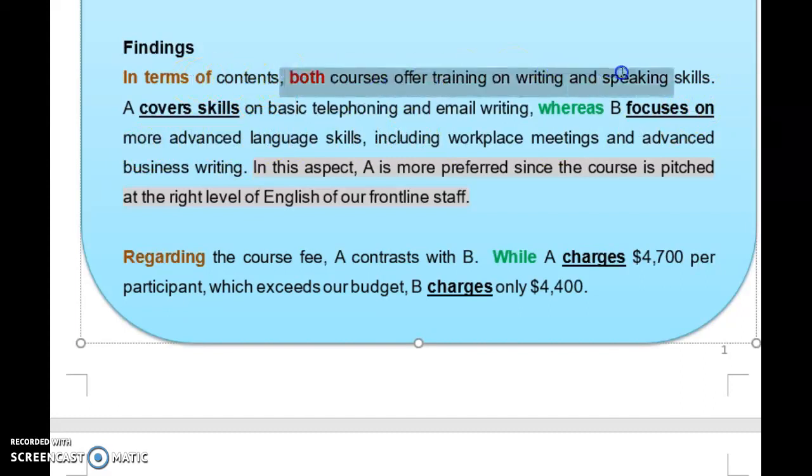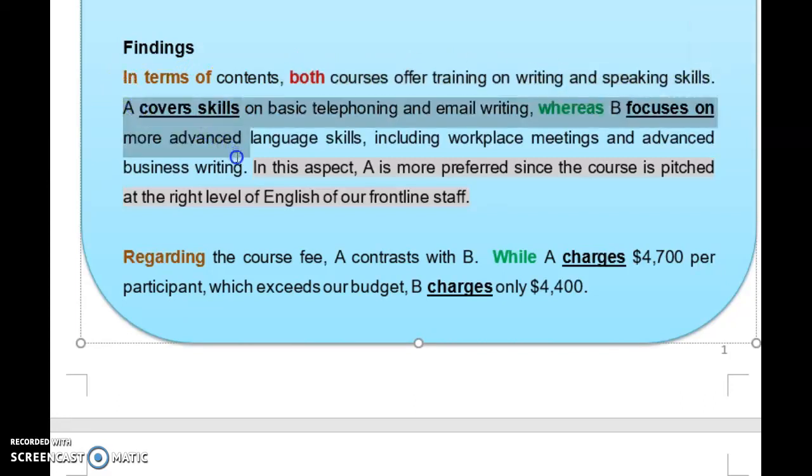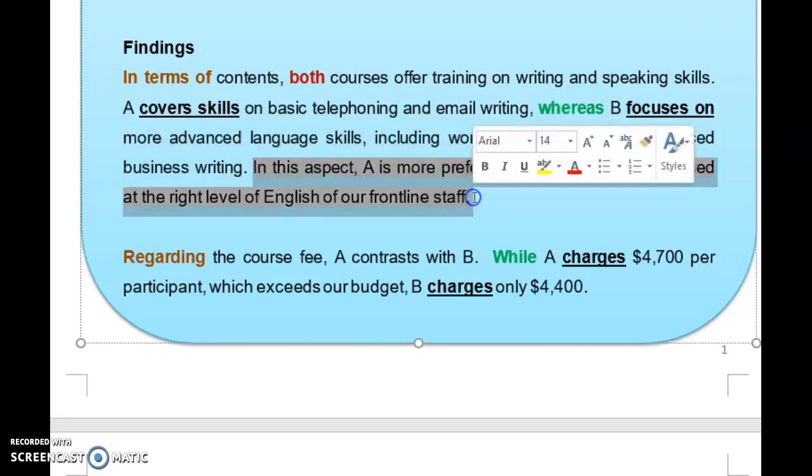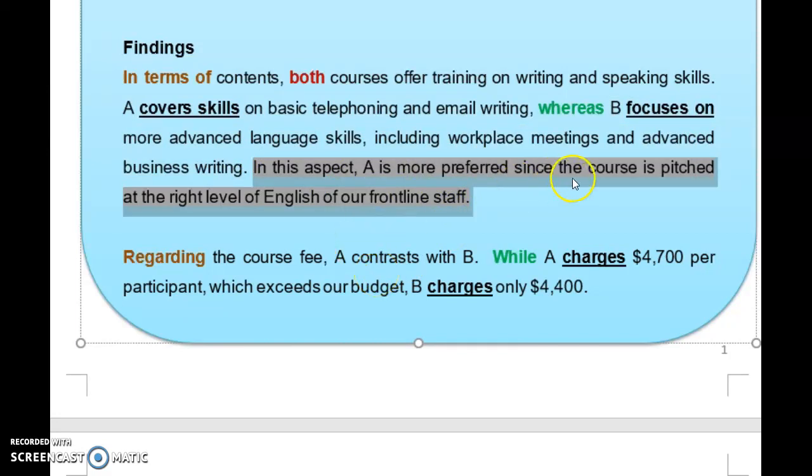Number 1, say they're similar or different, so they're similar. And next, go to the specific details. And next, you say, in this aspect, which one would be more preferred? And you need to give the reason. So I say, A is more preferred since the course is pitched at the right level of English of our staff. Remember, the staff is frontline clerical staff, so their English level will not be really advanced. So that's why we say basic telephoning and email writing skills would be more suitable.